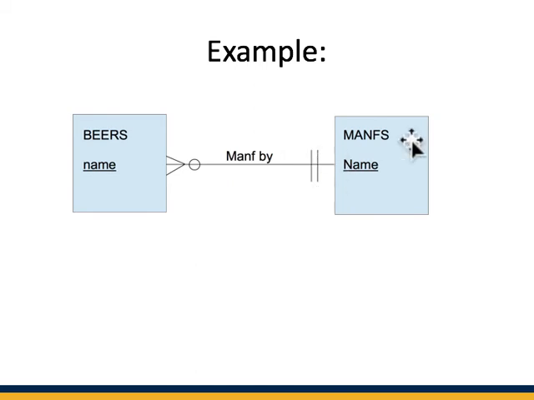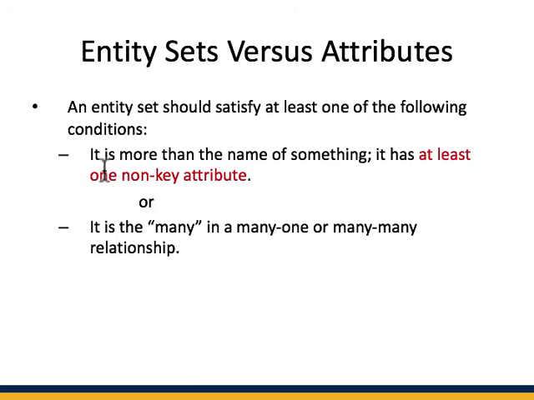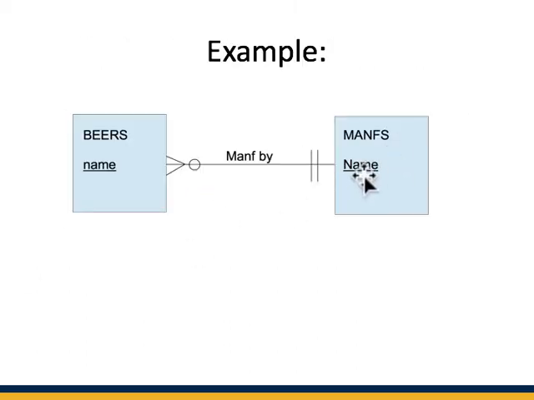And look at the constraints, look at the number of attributes, and let's look at our rules back again. So the rule says it is more than the name of something, meaning it has at least one non-key attribute. Does this one have at least one more attribute? No, it only has a key attribute called name.